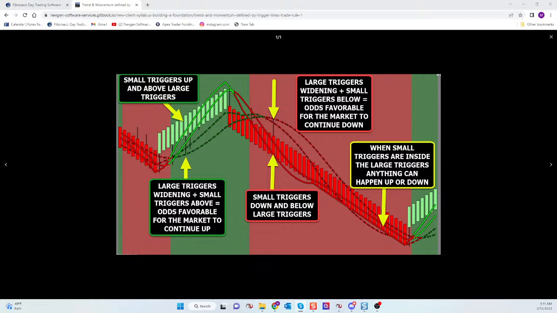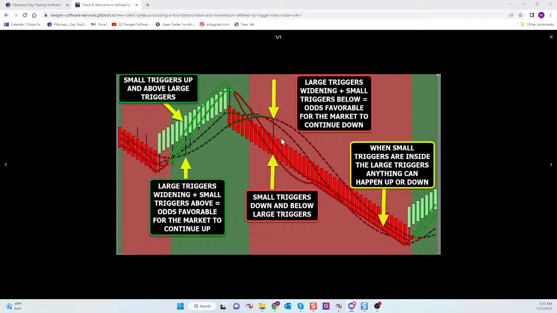That odds favorable momentum, you're going to hear it in the class a lot. You're going to see it on people's charts. That OFM, odds favorable momentum, letting me know that that trend is likely to continue. In a downtrend, when the background is red, the small triggers break below the large triggers. Those large triggers are widening. They're angled in the direction of the trend. Once again, guys, this is that strong trigger look. This is rule number 1 right there in pictures, letting you know that the odds are favorable for the market to continue down. I say a lot, let your 13.2 triggers lead the way.